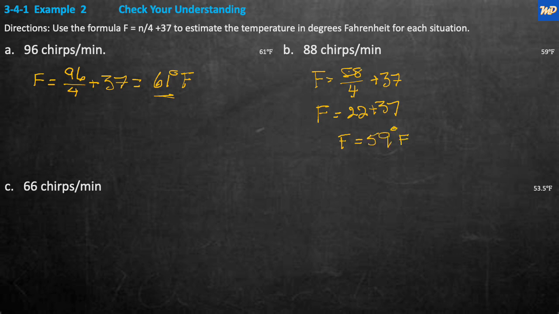And how about this? F degrees Fahrenheit is equal to 66 divided by 4 plus 37. And that equals what? 66 divided by 4. 60 divided by 4 is 15. 6 is, well, this is not going to come out straight, but it looks like it's going to be 53 and a half degrees Fahrenheit. Okay? Okie doke.